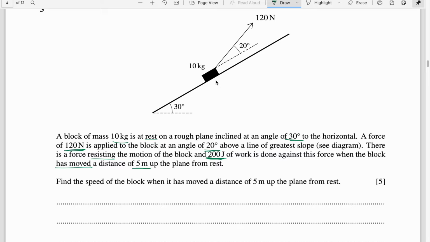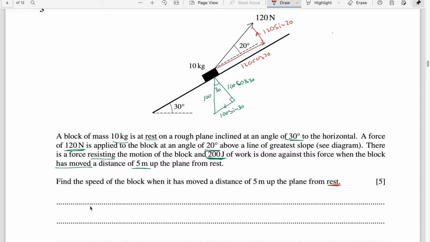So let's resolve these first. Weight is going to be 100 newtons. This angle right here is 30. This is 100 sine of 30, component of weight downwards. This is 100 cos of 30. And let's resolve this 120. Horizontal force would be 120 cos of 20, and vertical is 120 sine of 20.